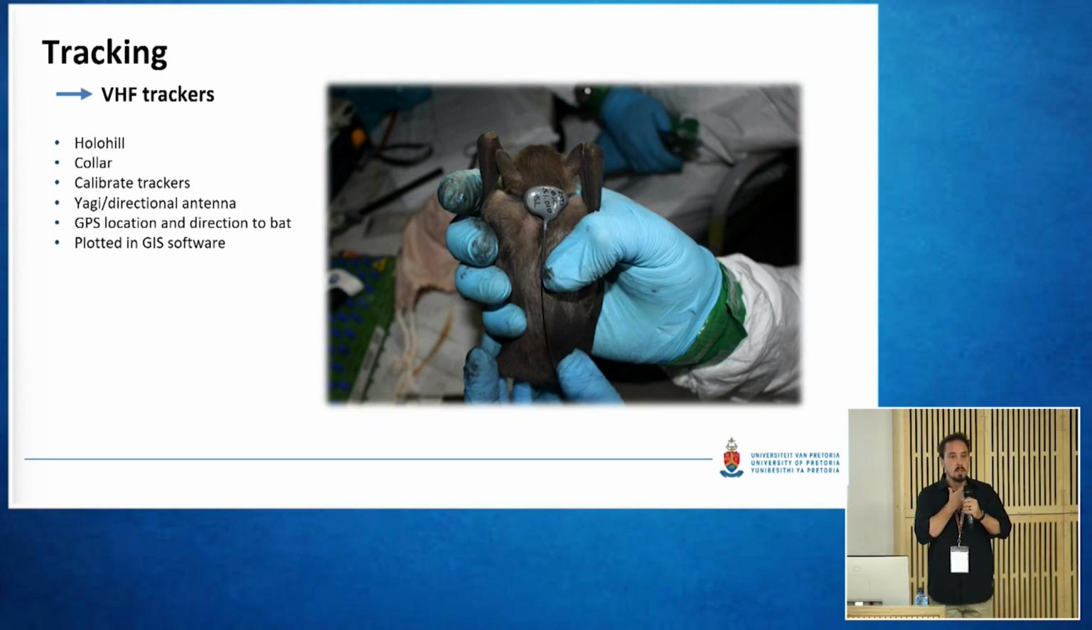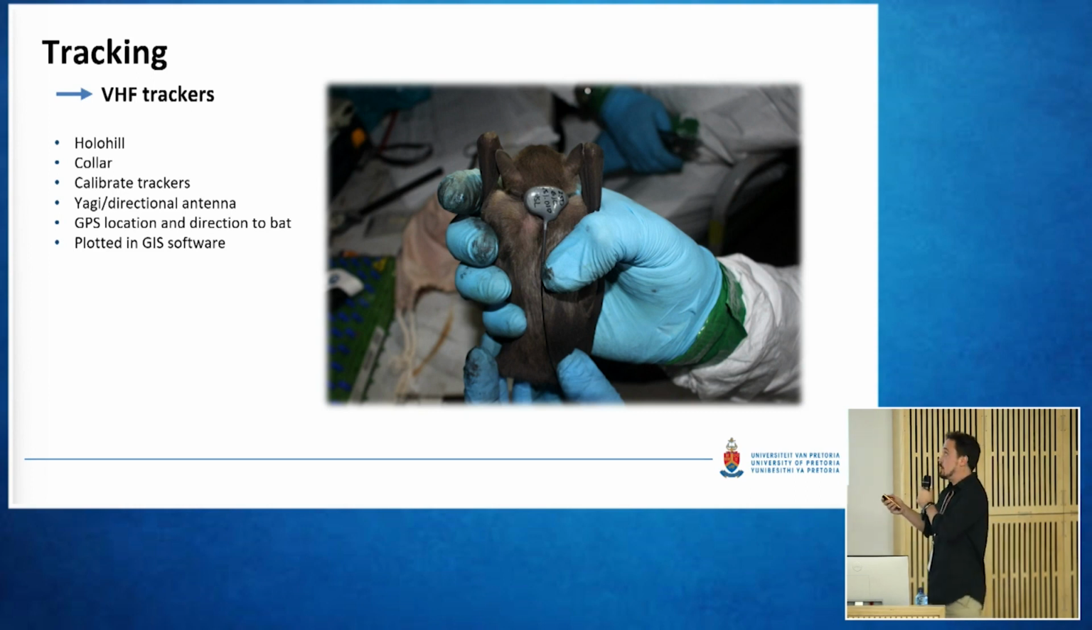They've got a collar that's designed to fall off after between 6 and 8 months, so the tracker naturally falls off. Each of these we then calibrated, which just means that we went out and tested each of them to see what the signal strength is per tracker at a certain distance. Then we located the bats with a Yagi, or a directional antenna, and we could get a direction to the animal, and based on the signal strength, we could get an estimate of distance. This then allowed us to plot exactly where these animals were.